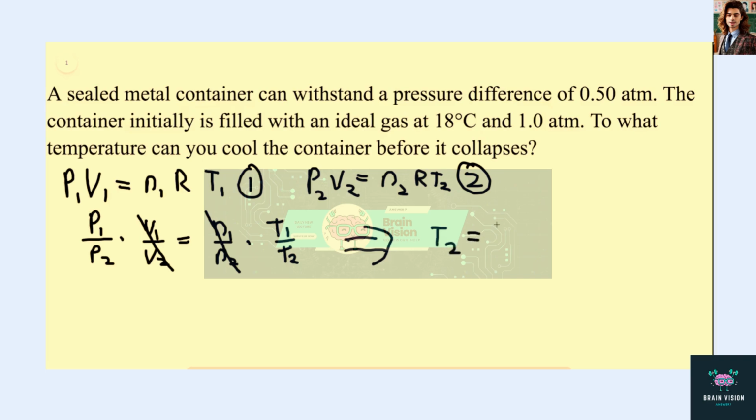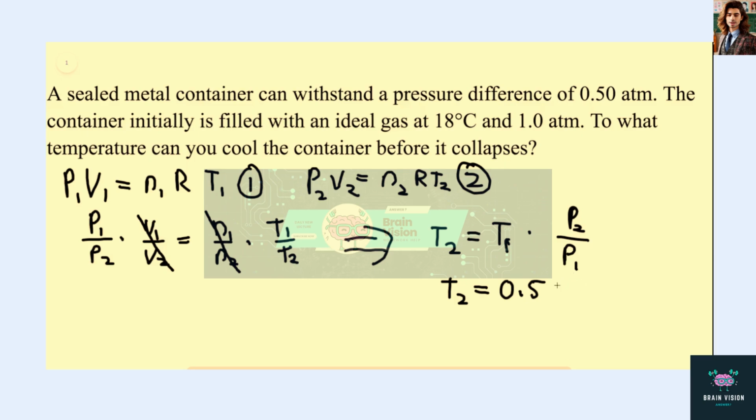T2 is equal to T1 times P2 over P1. P1 is 1 atmosphere, and a pressure difference of 0.5 means that P2 has to be 0.5. So T2 is equal to 0.5 times T1, and T1 is equal to 18 plus 273 Kelvin.